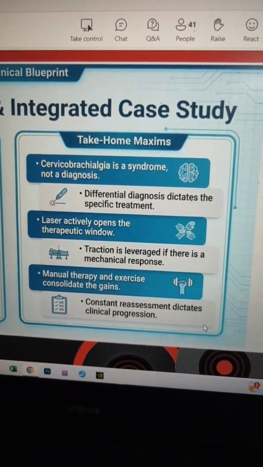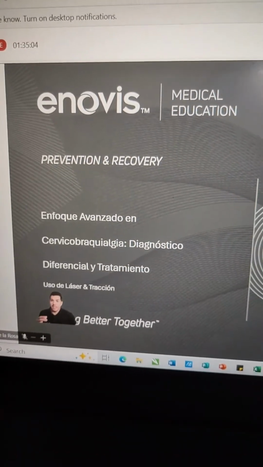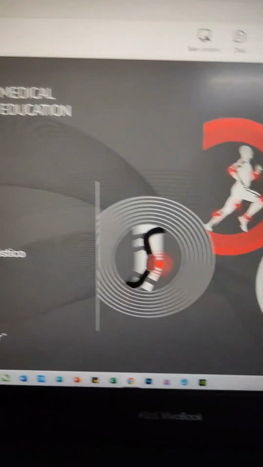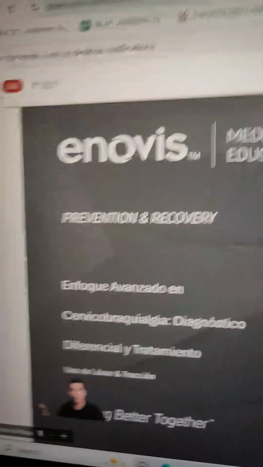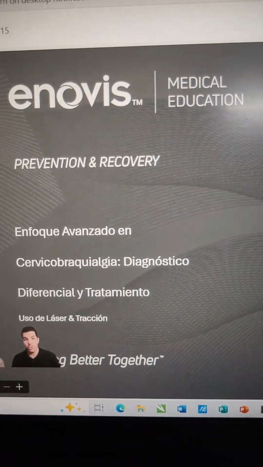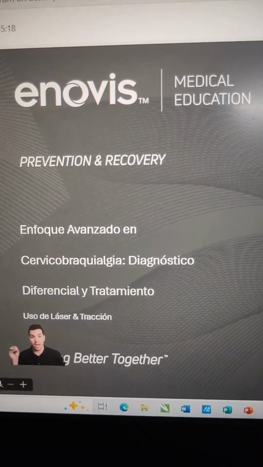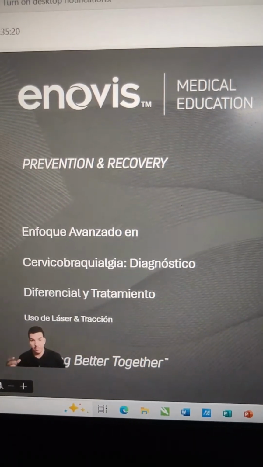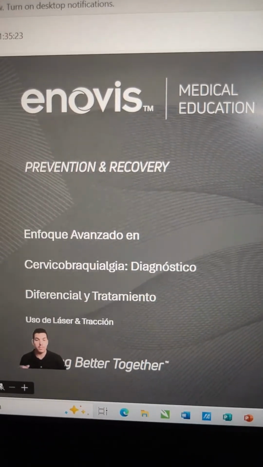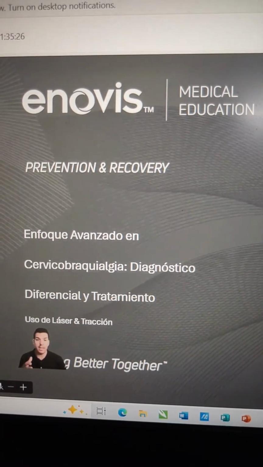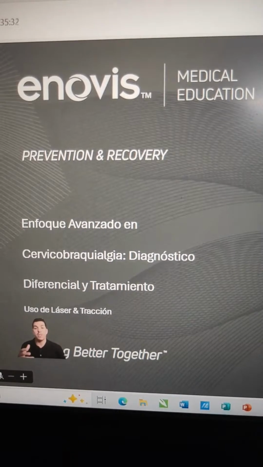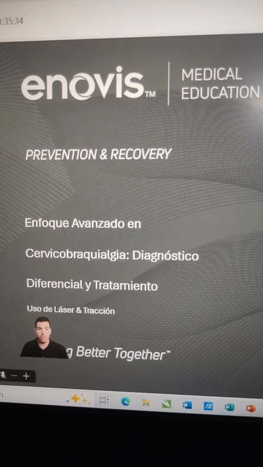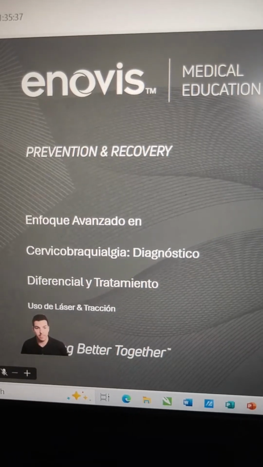So to wrap up, as a conclusion, what I want to say to you is that the most important thing, as you've seen, is that we always start with a safe assessment and a well-structured differential diagnosis. This is the foundation of any good treatment. Laser therapy can reduce pain and prepare the tissues. Traction will be useful as long as it provides decompression and centralization of symptoms. And manual therapy can improve mobility and mechanical interfaces. But exercise, education, and gradual exposure are the elements that turn temporary improvement into functional recovery.